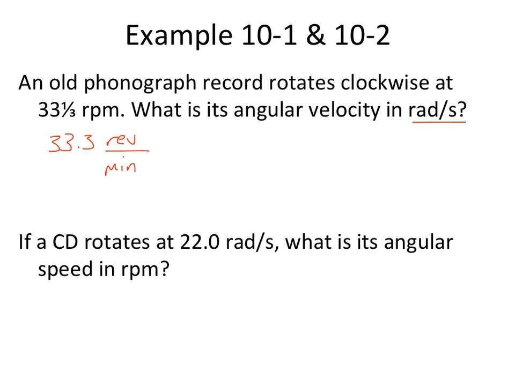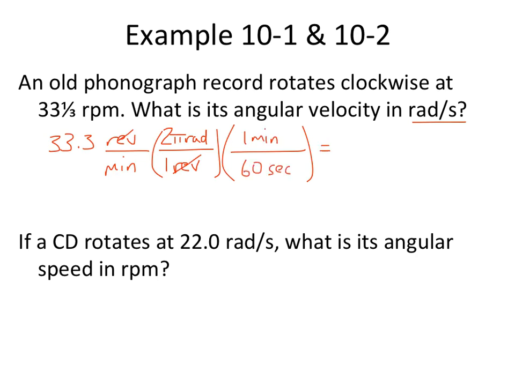Okay, this is really going to become a sort of factor label problem, so let's take revolutions and turn them into radians. Well, we know that one revolution, or one circumference, equals 2 pi radians. So that means our revolutions go away and we have our radians in the numerator. And let's take our minutes and turn that into seconds. We know how to do that. 1 minute equals 60 seconds. So seconds is going to be in our denominator because minutes cancels out.